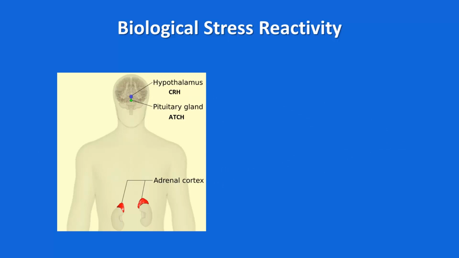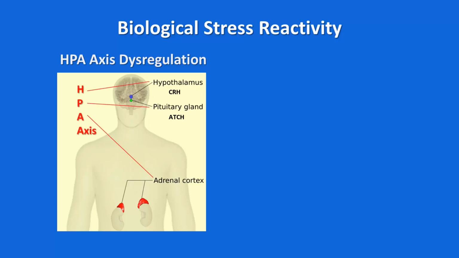Increased biological reactivity to stress, in other words, our bodies react more to stress, predisposes us to depression. Depression is correlated with HPA axis dysregulation. The HPA axis is a network of hormones that gets activated by stress and produces the stress hormone cortisol. And people with depression exhibit an elevated cortisol response to stress.